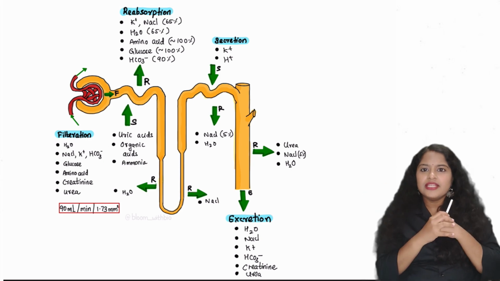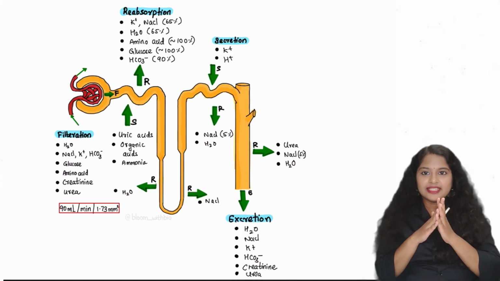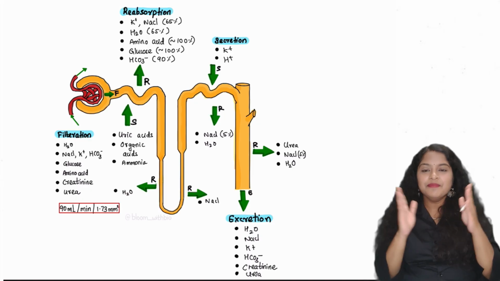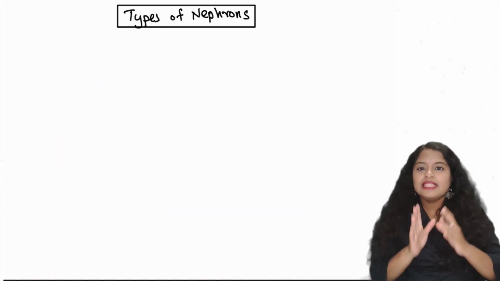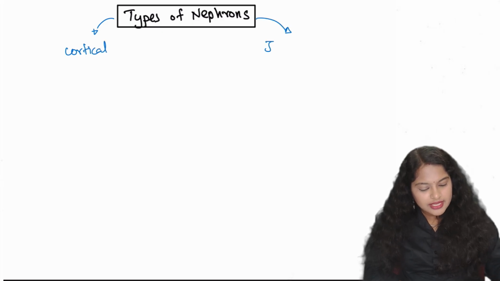So what is the medullary interstitium? It is a region in the medullary region which is surrounding the loop of Henle and the collecting duct. So the osmotic concentration or the osmolarity of this region is maintained by the urea and the sodium. There are two types of nephrons. One is cortical nephrons and the other one is juxtamedullary nephrons.